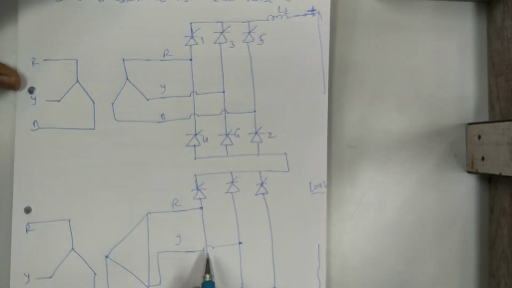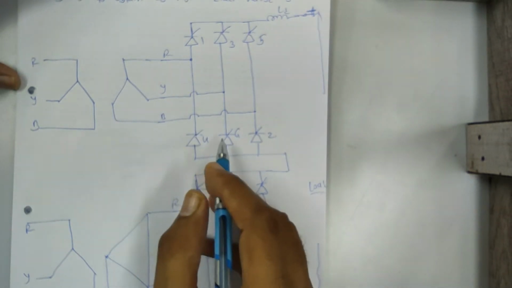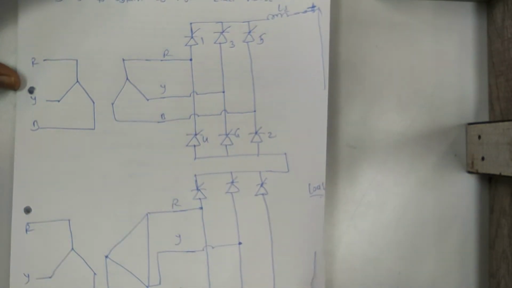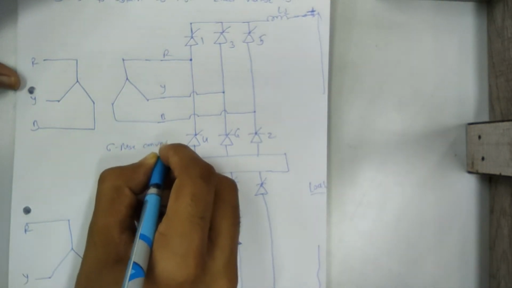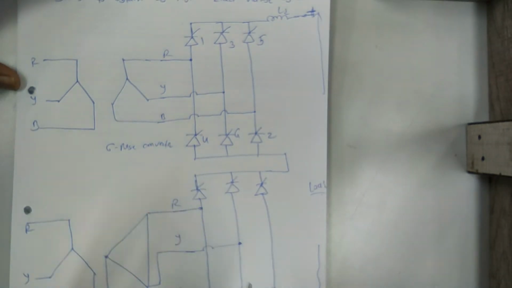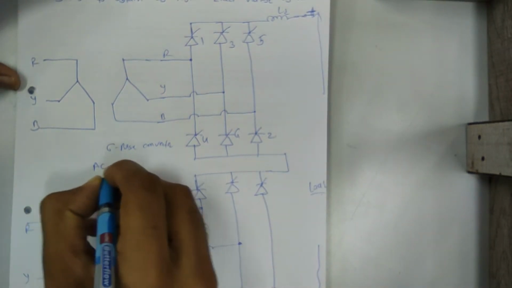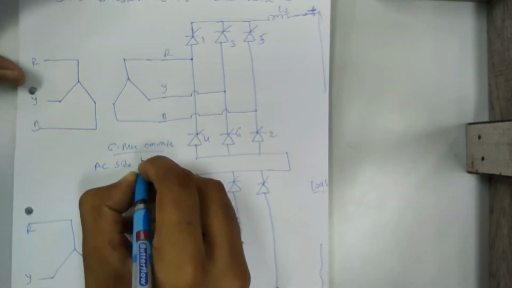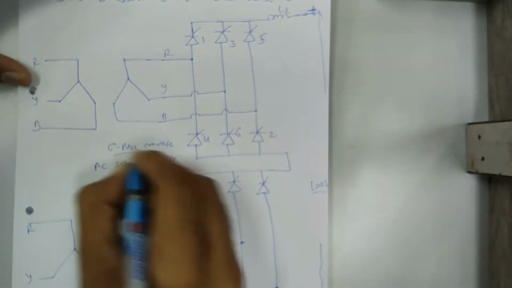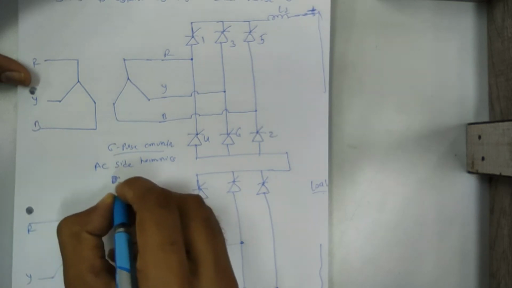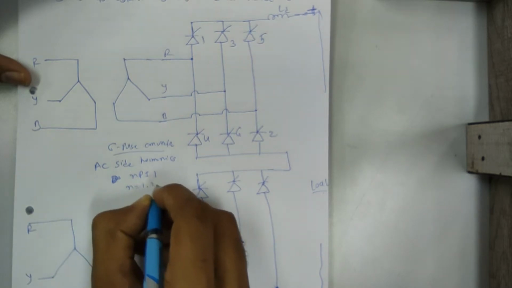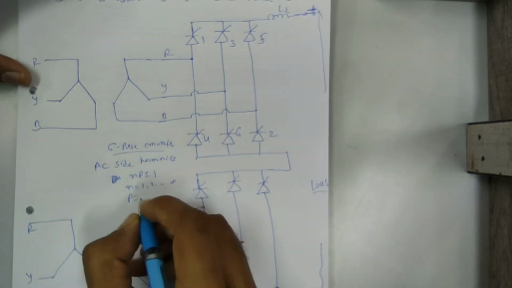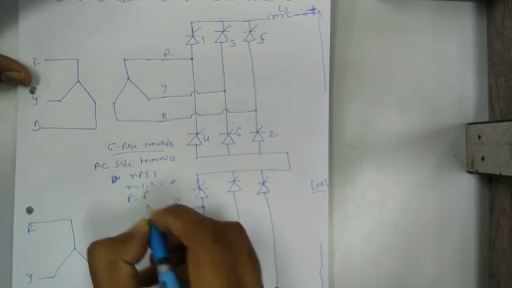But if you use the multiple converter, the lower order harmonics magnitude reduces, because we already taught that in the 6 pulse converter, the order of harmonics that is injected to the AC side, in the 6 pulse converter, that order is NP plus minus 1. N is an integer from 1 up to infinity, and P is the pulse number. It is a 6 pulse converter, so P is equal to 6.